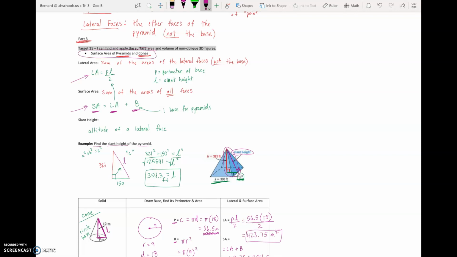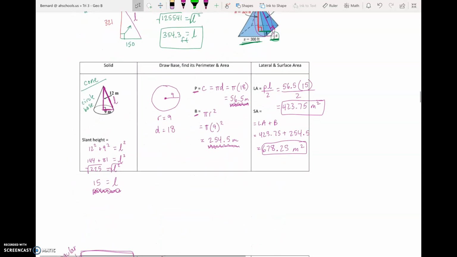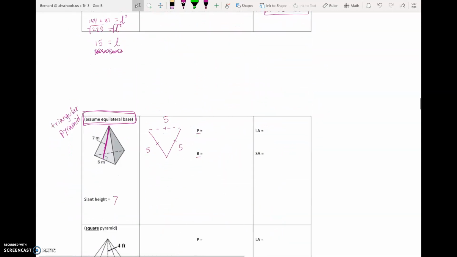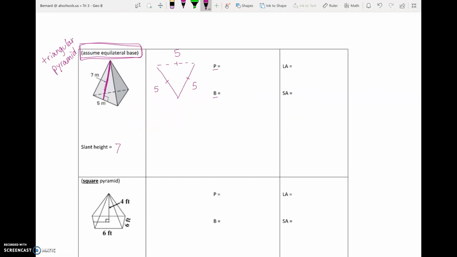In the first video, we introduced the different lateral area and surface area formulas. We talked about this new thing called slant height, which is our lowercase cursive L. And then we talked about how it all fits together, right? We did a problem with a cone, and then we stopped in the middle of working with this triangular pyramid.